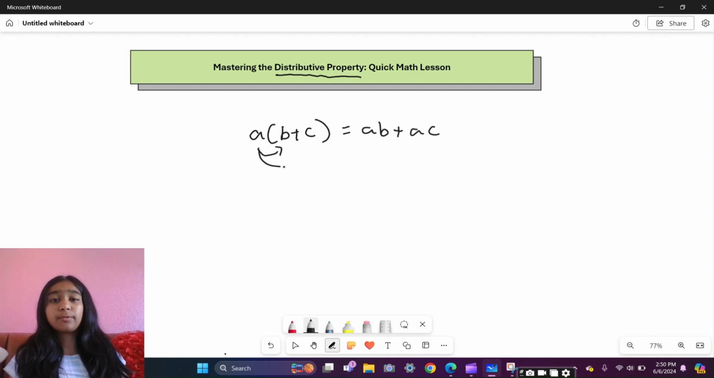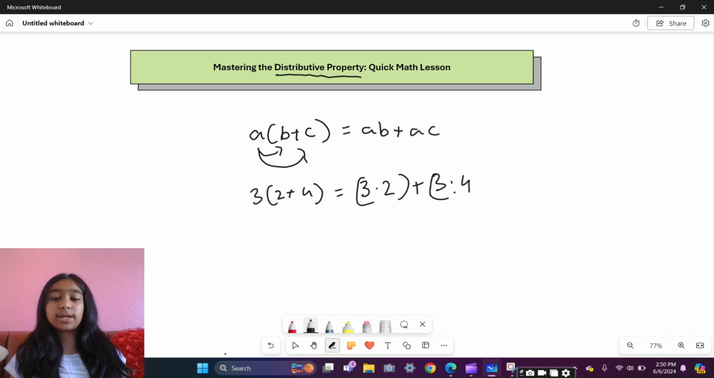For example, 3 times (2 plus 4) becomes 3 times 2 plus 3 times 4, which equals 6 plus 12, which is equal to 18. Using the distributive property makes it easier to simplify and solve equations.